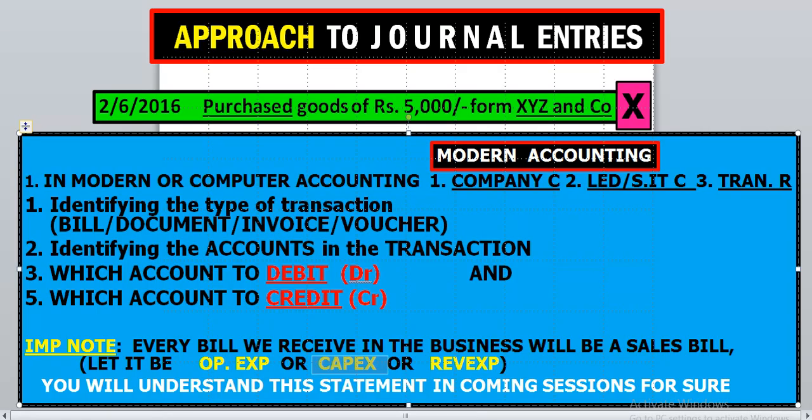Operating expenses refers to the expenses which we record in the profit and loss account. Capital expenses refers to the expenses which we record in the balance sheet on the asset side, that is the fixed assets. Purchase of fixed assets is known as capital expenditure, and revenue expenditures refers to the expenses which we record in the trading account. Okay, guys, you will understand this statement in coming sessions for sure.